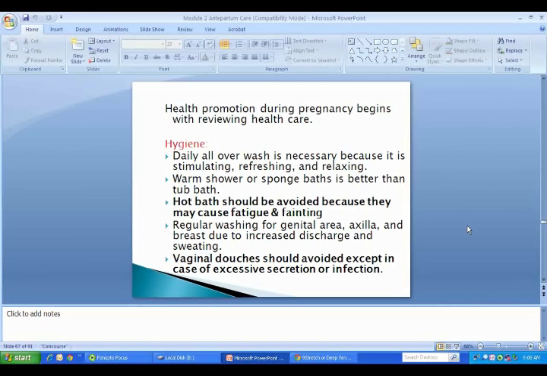And again, what I discussed about vaginal douches should be avoided except for excessive secretion or infection. So what they're saying with that is that vaginal douching, unless it's prescribed, such as one for maybe a yeast infection, they should not be douching routinely in hygiene.